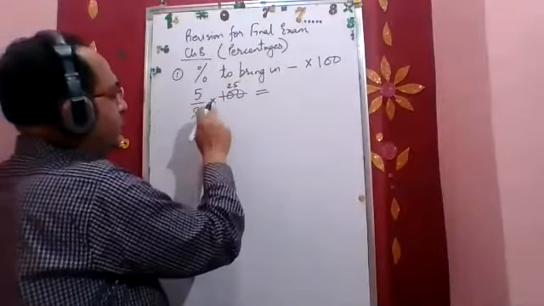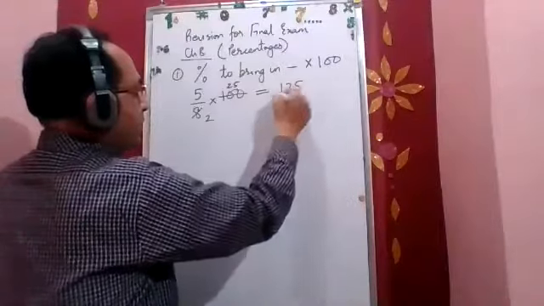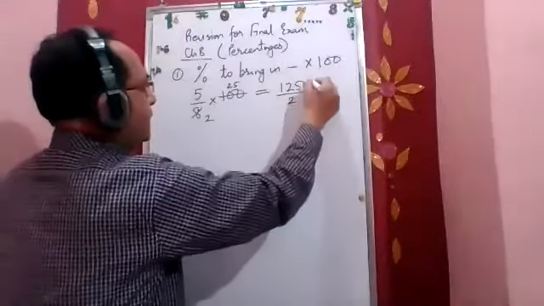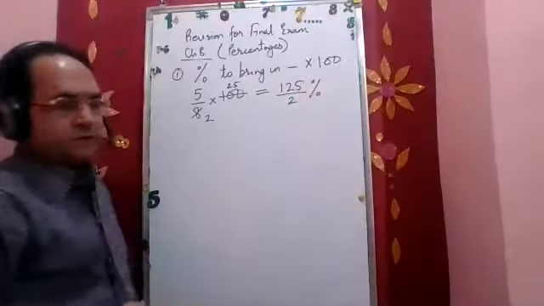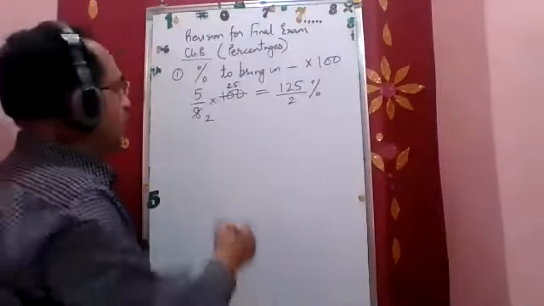And after that, what can you do? You can multiply 5 and 25. 25 times 5 is 125 upon 2. And then the answer will come with a percent sign. Okay, so this is what happens when you bring in a percent sign.